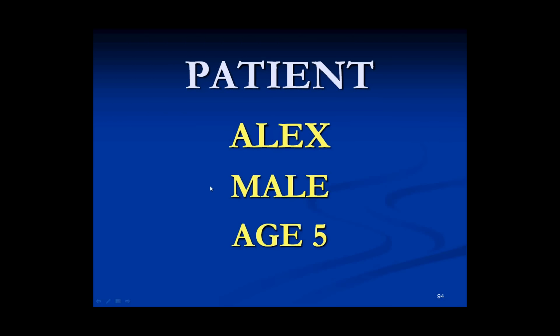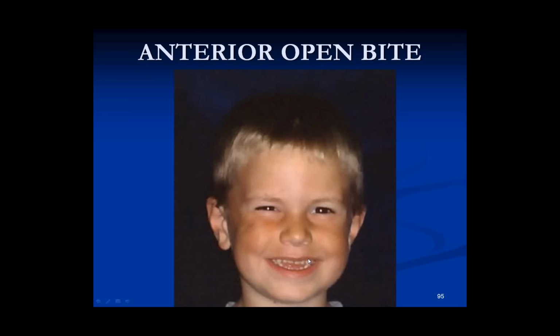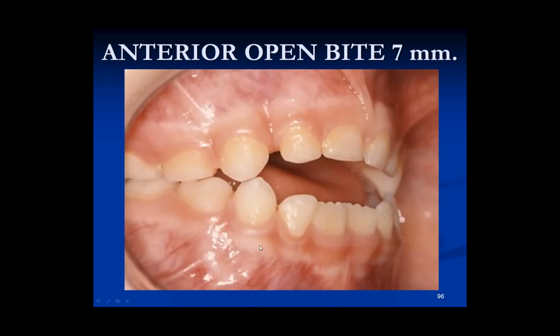And let's look at Alex. So we looked at, first of all, constricted upper and lower arches, and we showed you how to expand those. The next case had an anterior crossbite and you had to put the pads on the teeth. Now here comes a little 5-year-old guy with an open bite. He's got this huge open bite due to a tongue thrust. Look at this 7mm anterior open bite. Now I can tell you, if you don't fix that, that will not fix itself.